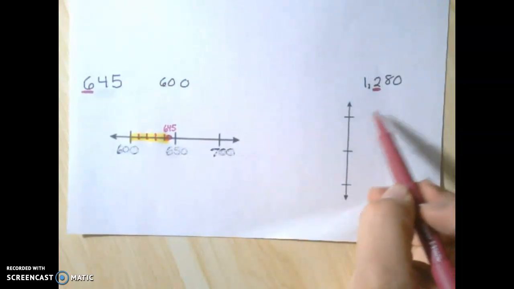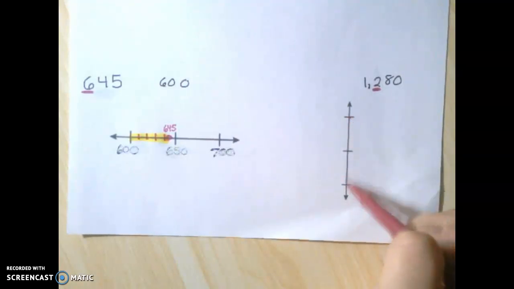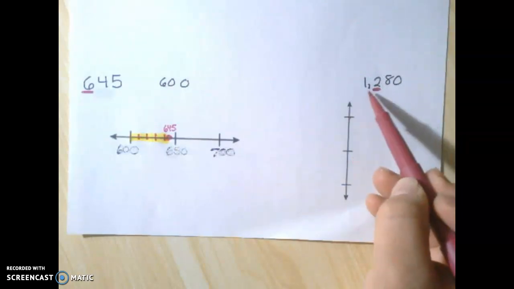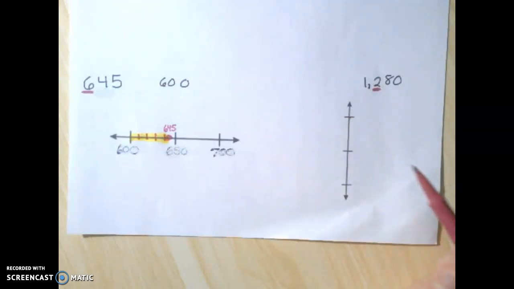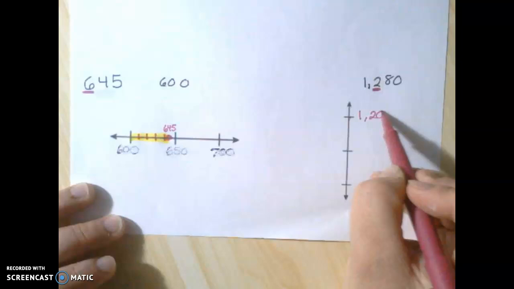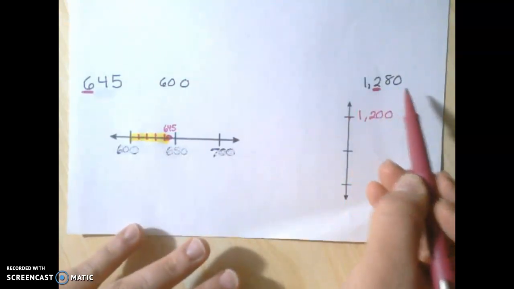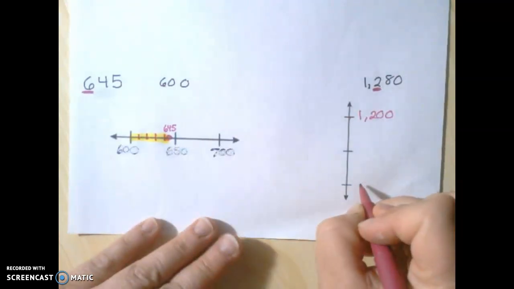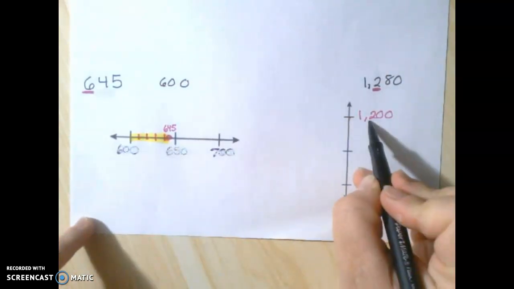So now I'm going to think about how I want to label my number line. I need a start and stop, or those endpoints, and then I need the middle. So I'm going to think about what's smaller than 1,280. Well, what's less than 1,280 is 1,200. I'm using the place I'm rounding to help me label my number line. I know that 1,280 is less than 1,300. So again, taking into consideration that hundreds place.